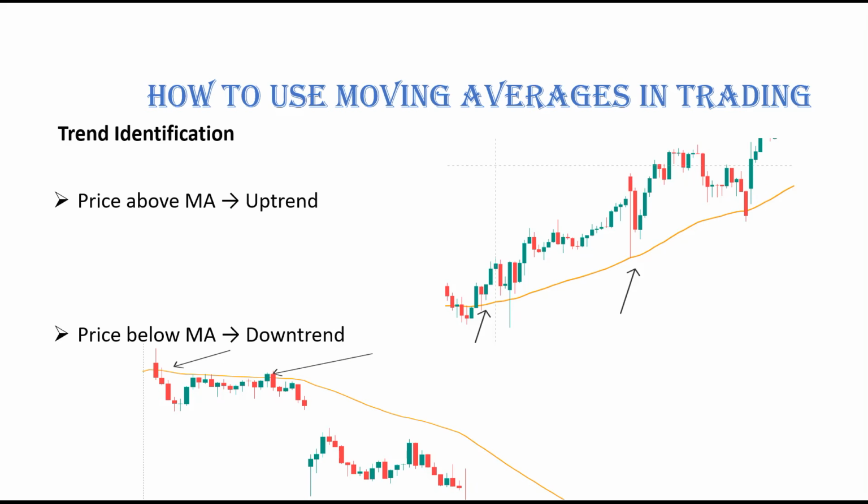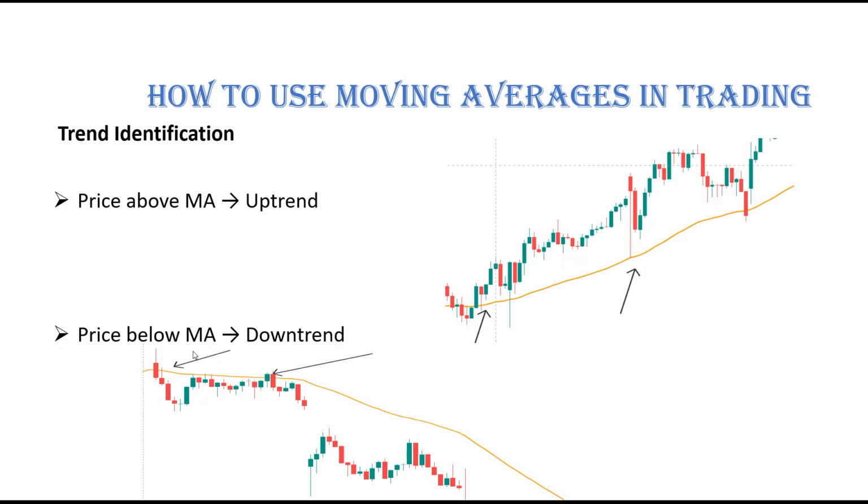Next, how can we use the moving average in our trading? Based on our trading style, or which type of trader we are, we can use different types of moving average. For example, if you are doing intraday trading, you can use 5 moving average, 20 moving average, and based on that you have to select the time frames as well. If the price is staying above the moving average, we can conclude that the trend is an uptrend. We can tell that the market is bullish.